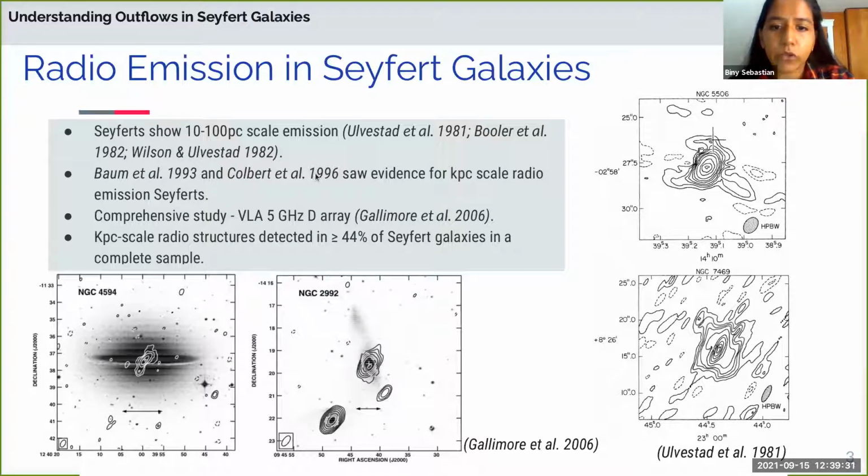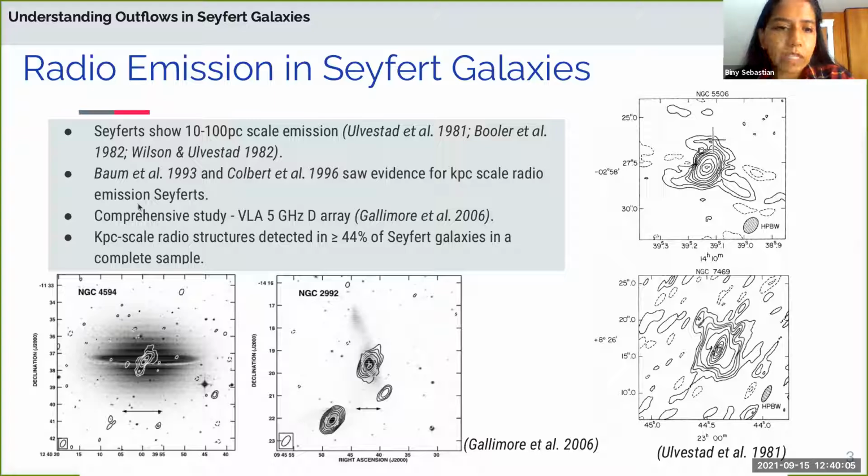So Baum et al. '93 and Colbert et al. '96 carried out lower resolution studies of these objects using the VLA, and what they found was that most of these galaxies actually hosted kiloparsec scale radio emission. But again, the origin of this kiloparsec scale radio emission was not readily attributed to jets. For example, Baum et al. suggested that the radio emission is coming from starburst-driven winds, whereas Colbert et al., who had a comparison sample of starburst galaxies along with the Seyferts, claimed it's more from a jet-related origin.